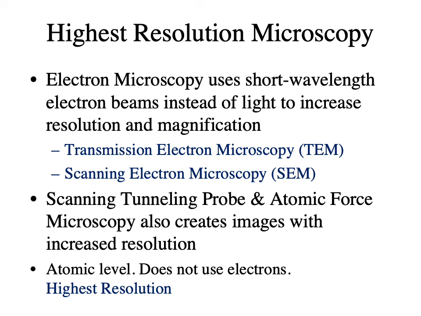The very highest resolution microscopy is electron microscopy and atomic microscopy. Atomic would be the highest resolution of all, but electron microscopy is also excellent for resolution. Electron microscopy uses short wavelength electron beams instead of light to increase the resolution and the magnification. We are going to look at two types in the following slides: transmission electron microscopy, also called TEM, and scanning electron microscopy, also called SEM.